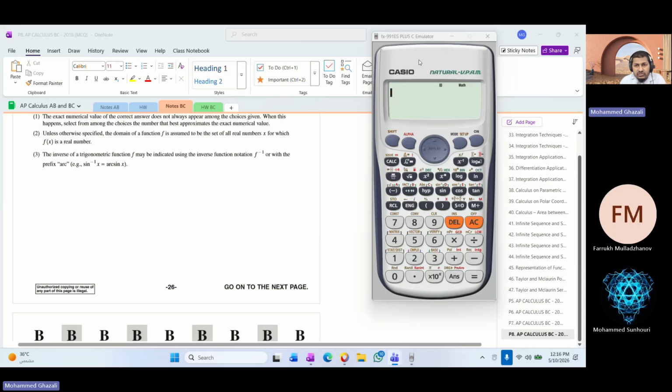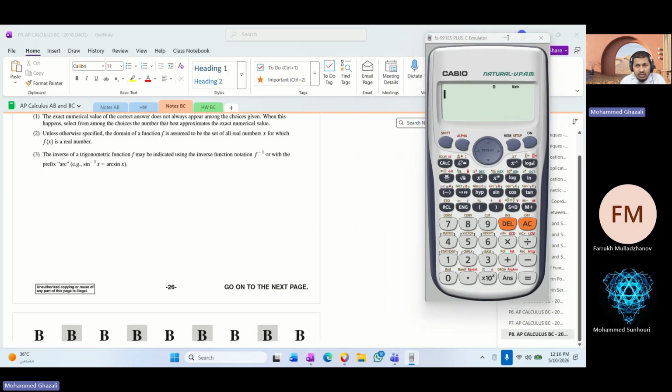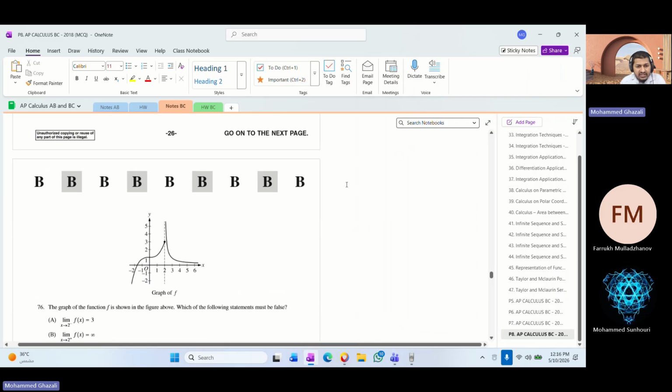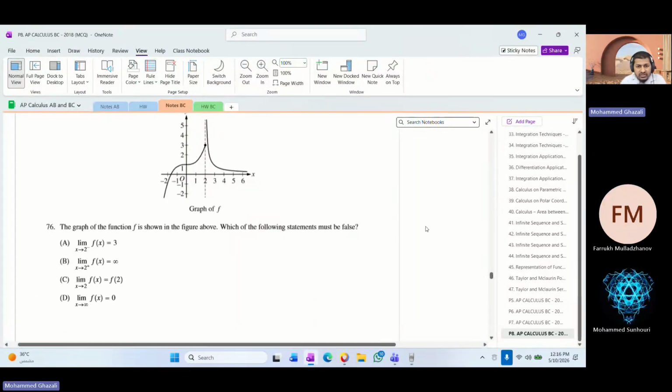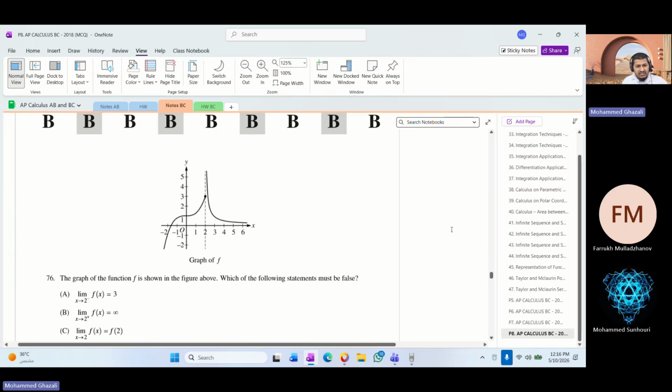Use a calculator. So obviously we can solve these questions much faster. But you don't need a graphing calculator because you have Desmos. And now let's start solving these problems. Right, so let's see. Question 76.